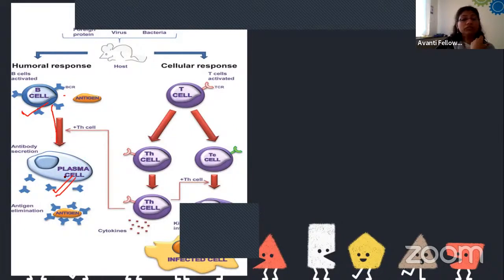But for the production of antibody, they again need a higher response. A strong stimulus is needed, and that will come from the T cells.